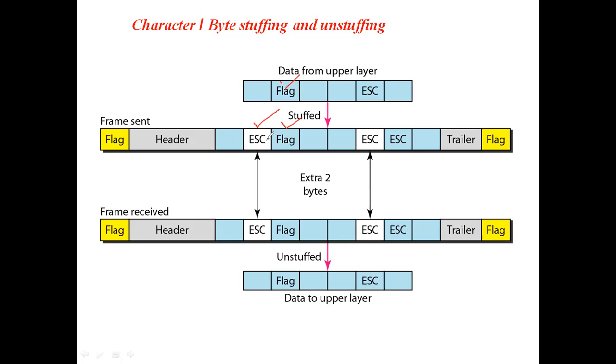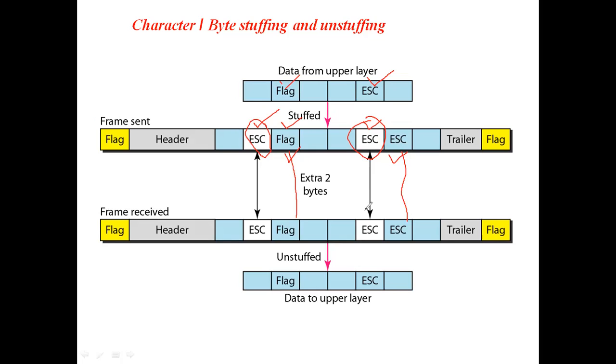Similarly, there is one more problem. If escape comes as part of the data, how is it treated? When escape comes as part of the data, that escape is preceded by one more escape. So the receiver's job is, whenever it comes across a flag or escape that is preceded by one more escape, this can be treated as part of the data. It should not be considered as the end of the frame. So it preserves the flag as it is and the escape as it is in the data.